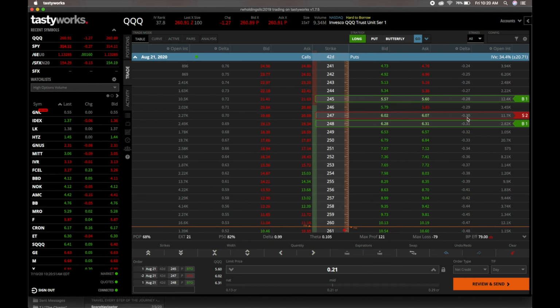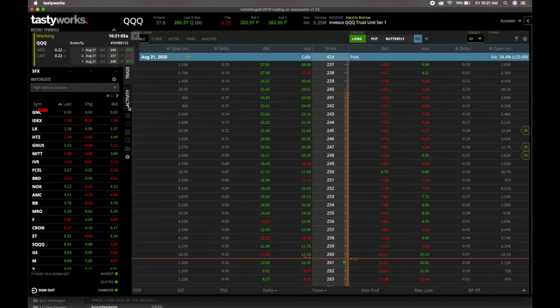And I'm actually satisfied with this here. I'm routed for a credit, 68% probability of profit. I'm actually fine with this here. What I'm gonna do is I'm gonna go fishing. I'm gonna try to collect a little bit more premium. And if I can collect it, why not? Let's go ahead and route that. And hopefully we can get filled on this.